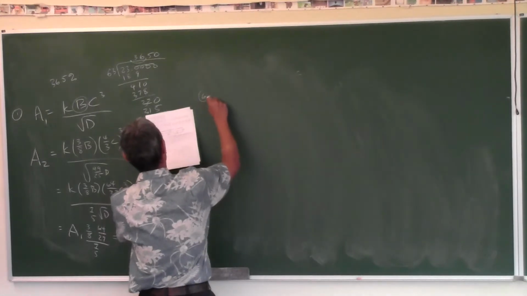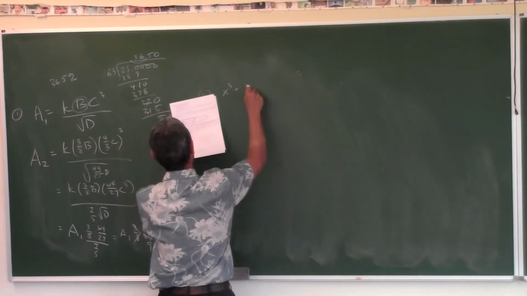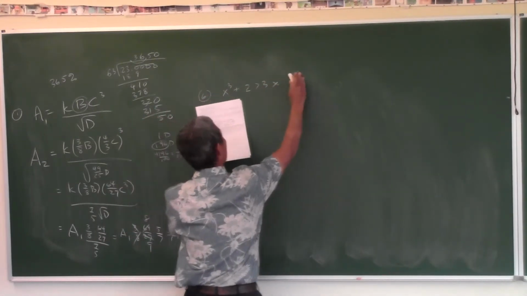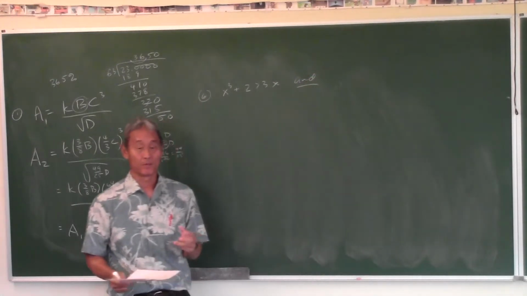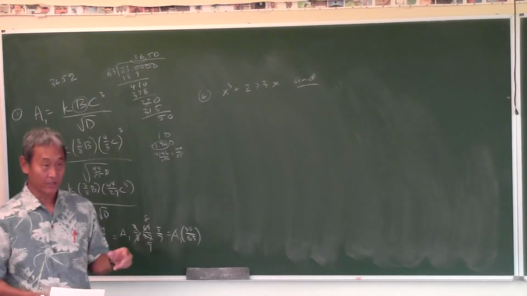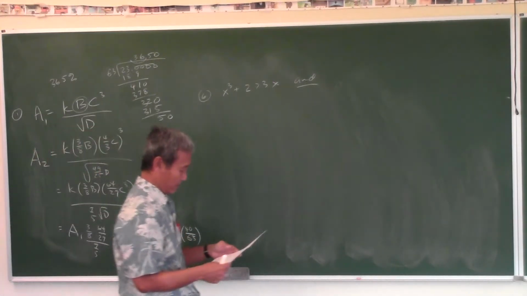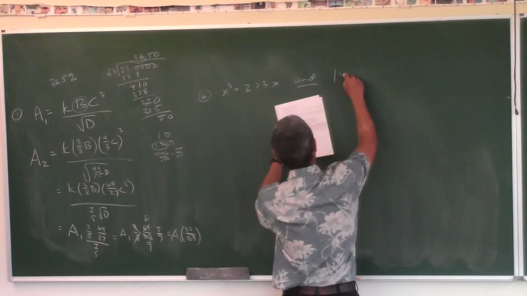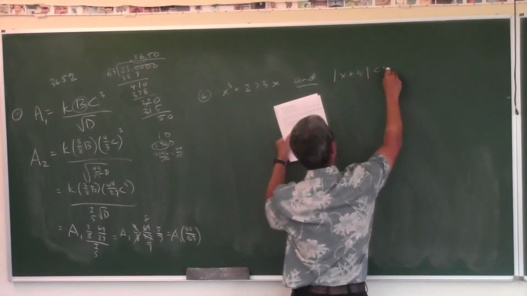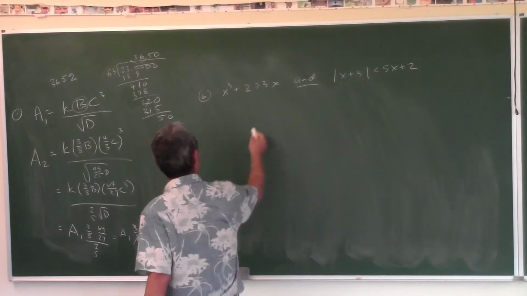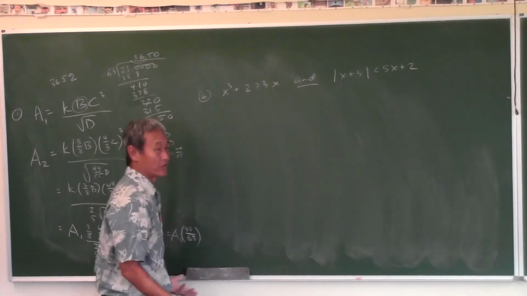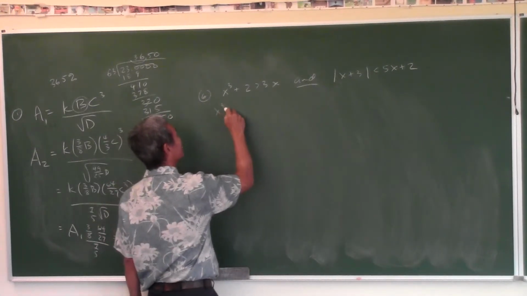Okay, number 6. Solve for x. X cubed plus 2 is greater than 3x. And now in this event, you gotta know the difference between and or. And means intersection, or means union. Absolute value of x plus 3 is less than 5x plus 2. Okay, so this one doesn't have absolute values, so it should be easy. Make one side 0.